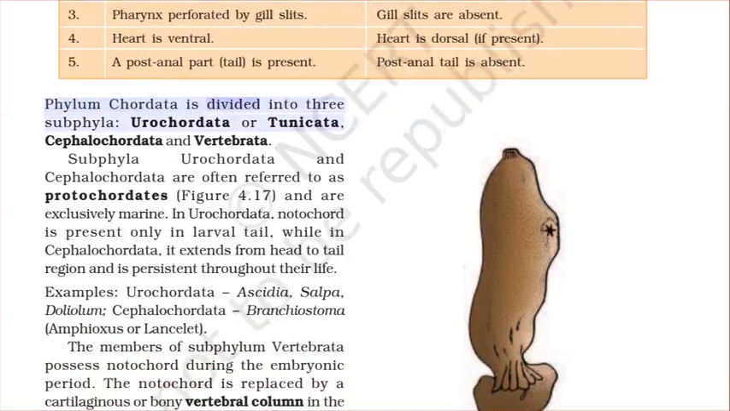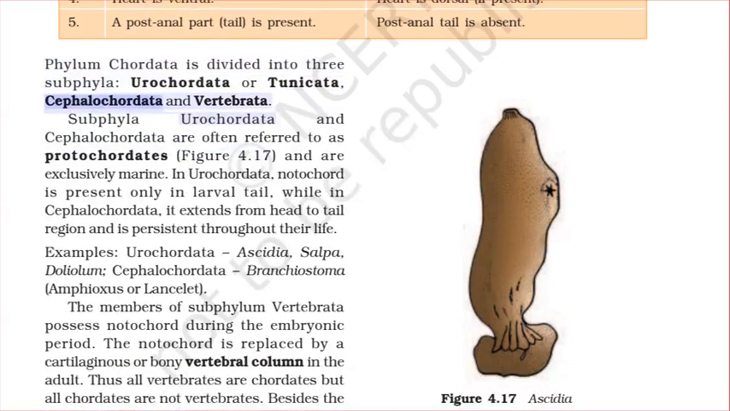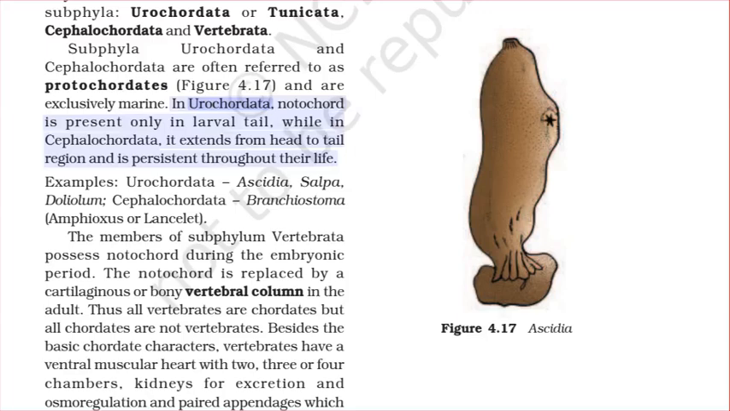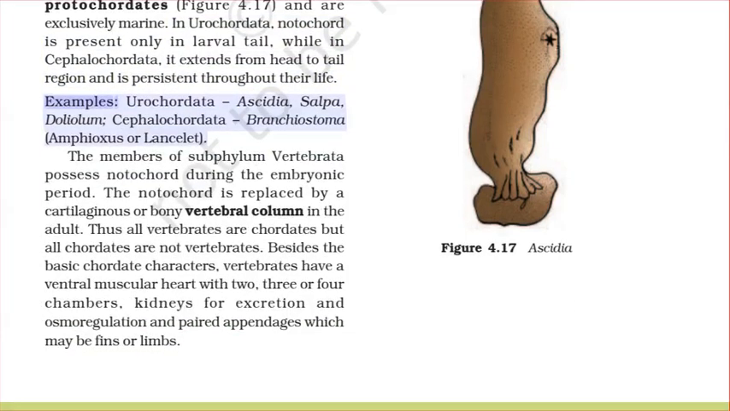Phylum Chordata is divided into 3 subphyla: Urochordata or Tunicata, Cephalochordata, and Vertebrata. Urochordata and Cephalochordata are often referred to as protochordates, figure 4.17, and are exclusively marine. In Urochordata, notochord is present only in larval tail, while in Cephalochordata, it extends from head to tail region and is persistent throughout their life. Examples: Urochordata: Ascidia, Salpa, Doliolum; Cephalochordata: Branchiostoma, Amphioxus or lancelet.